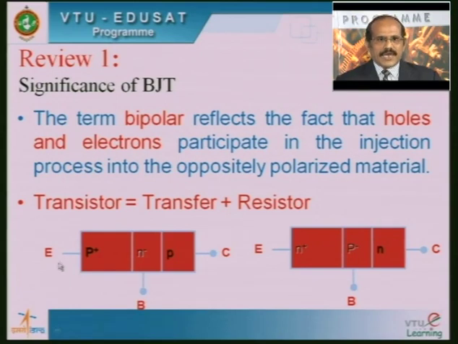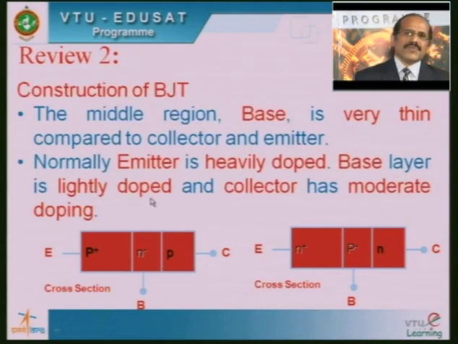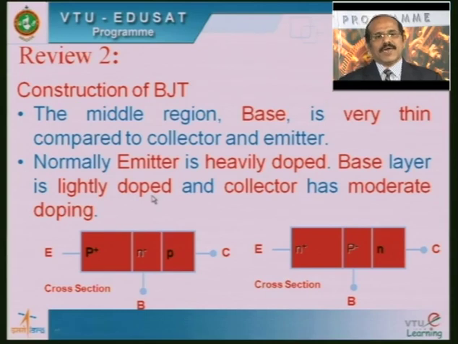In addition, whenever an AC signal is applied across the input junction, this AC signal is transferred from the low resistance region, that is the emitter base junction, to the high resistance region, that is the collector base region. That is why the name transistor. We have also seen that the BJT consists of three layers: emitter layer, base layer, and collector layer.